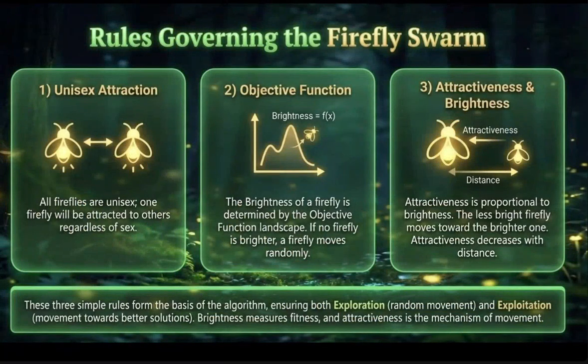For this algorithm, we require three rules. First, unisex attraction, where all fireflies are unisex. Any one firefly can be attracted to another firefly regardless of sex. A firefly's brightness is directly determined by the objective function, that is, brightness is equal to f of x. A less bright firefly will move toward the brighter one. If the firefly finds no firefly brighter than itself, then it moves randomly. The attractiveness is proportional to the brightness. It is a mechanism of movement where the attractiveness decreases with the distance between the two fireflies.